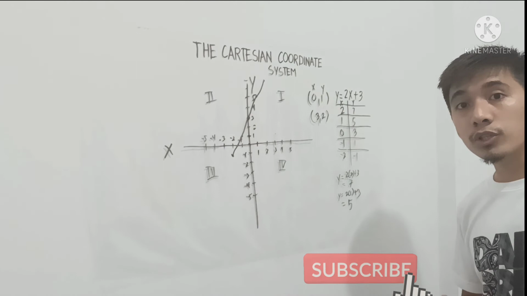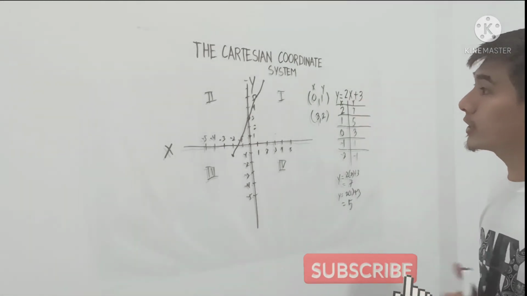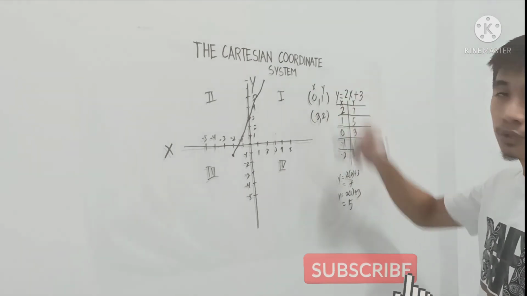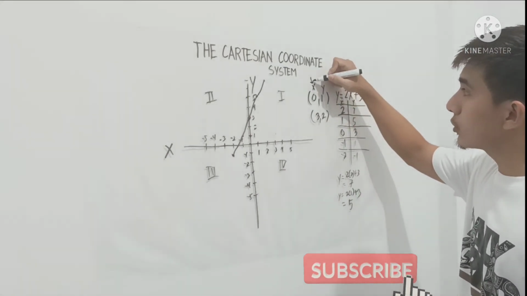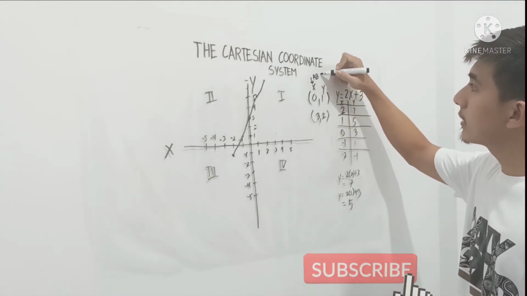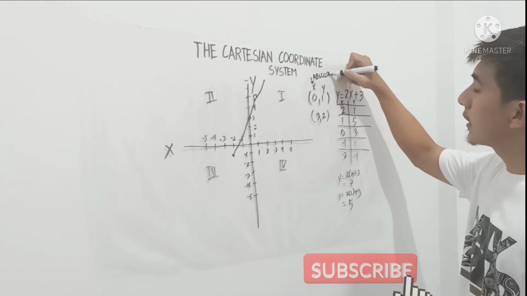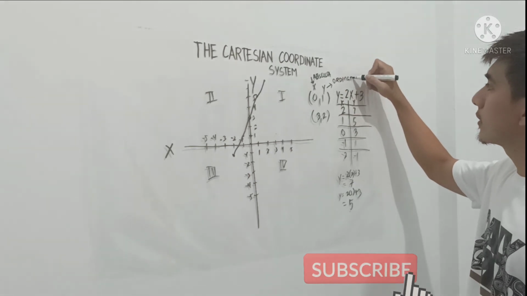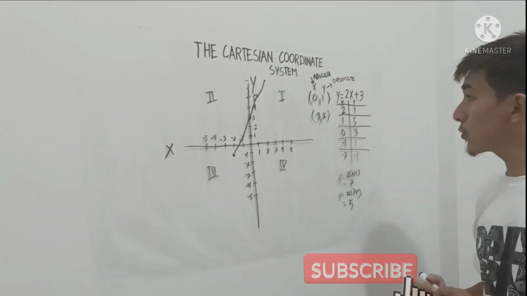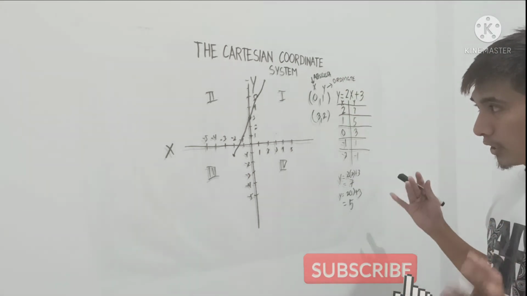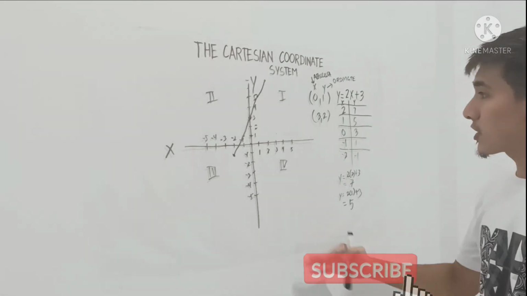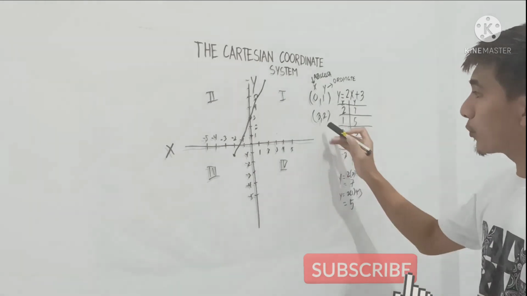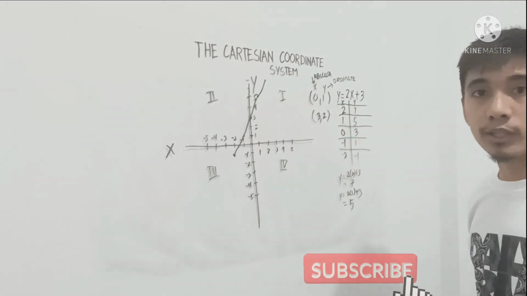That is the only thing we need to remember in this Cartesian coordinate system, how to plot it in a graph. So the x and y. So sometimes x is called abscissa and y is ordinate. So hope may natutunan kayo sa topic na to. It is very useful in the next topics. So let's just simply plot how to plot a point in a Cartesian coordinate plane, okay?